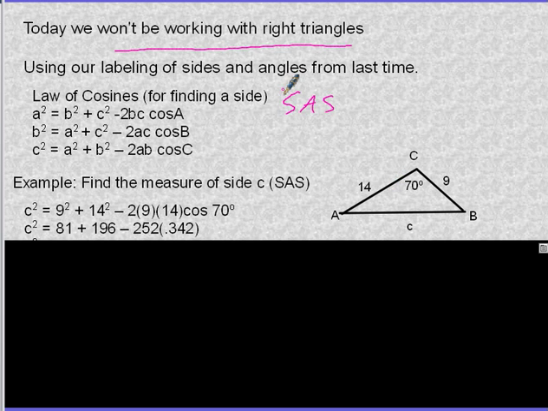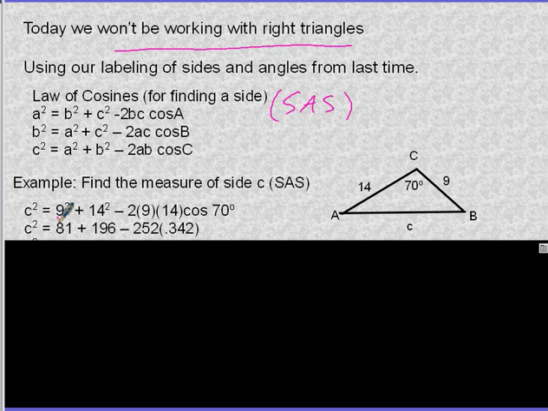So you have two sides and the included angle, and the included angle is across from the side that you're looking for. I don't necessarily remember each of these different forms. I just know that whatever side I'm looking for is going to go here, and then the other two sides and the angle are going to go into the formula. So in this case, c squared is just going to be the sum of our two sides squared: 9 squared plus 14 squared minus 2 times 9 times 14 cosine of 70.